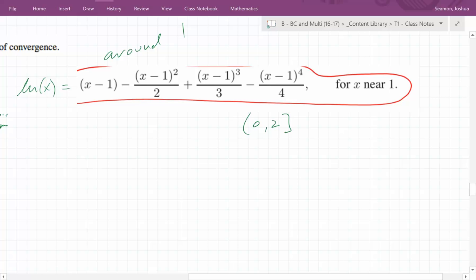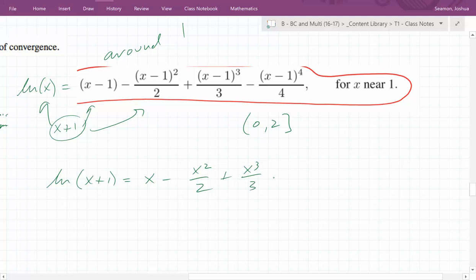Okay, what's the difference structurally between the graph of ln x and ln of x plus 1? What's the only thing that changes? It shifts 1 to the left. Do you agree? It shifts 1 to the left. So what happens if we just substitute x plus 1 in for x in all of these? What happens? ln x plus 1, and what do you get on the other side? x minus what? 2. Not 2. 0 over 2. x squared over 2 plus x cubed over 3 minus.